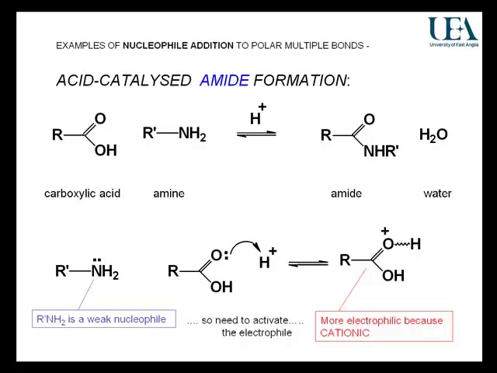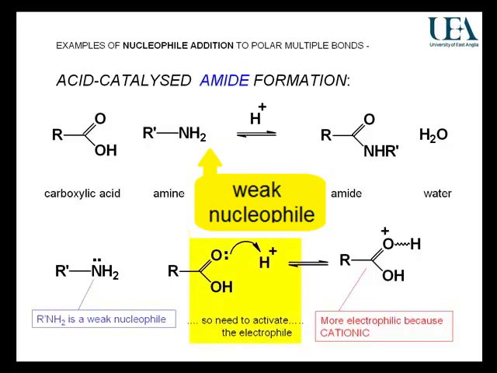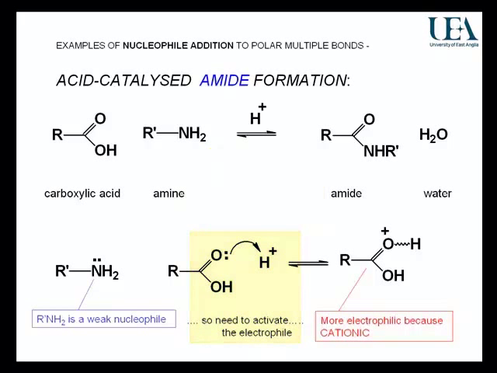So overall reaction: a carboxylic acid and an amine, I've chosen a primary amine for this example, producing the amide and a water molecule. We're going to use the amine as a nucleophile. It's neutral. It's a relatively weak nucleophile. We're going to need to activate our electrophilic center.